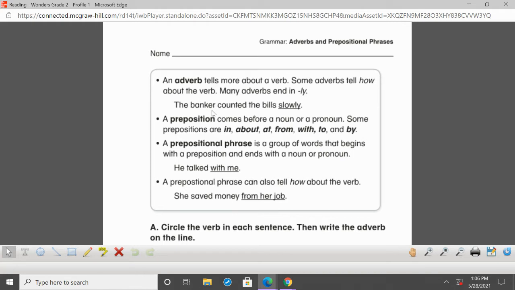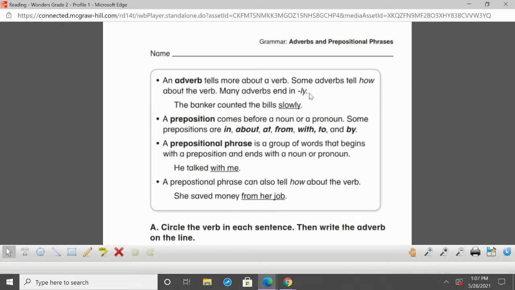So let's look at this example. The banker counted the bills slowly. How did the banker count the bills? The banker counted them slowly. So counted is our verb here, and slowly is describing it. It's telling us more about how the verb happened. And many adverbs end in that ly. So that's kind of a trick. If you look out for that, it might help you.